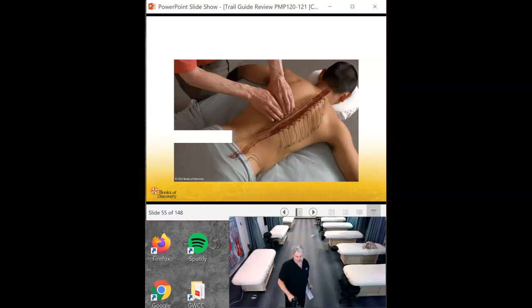What muscle is this? Let's see. No, it's not this one. Longissimus. Yes, good, sir. Because longissimus kind of grabs onto some transverse processes. You can see it doing that. And it runs all the way up to the skull and attaches where?